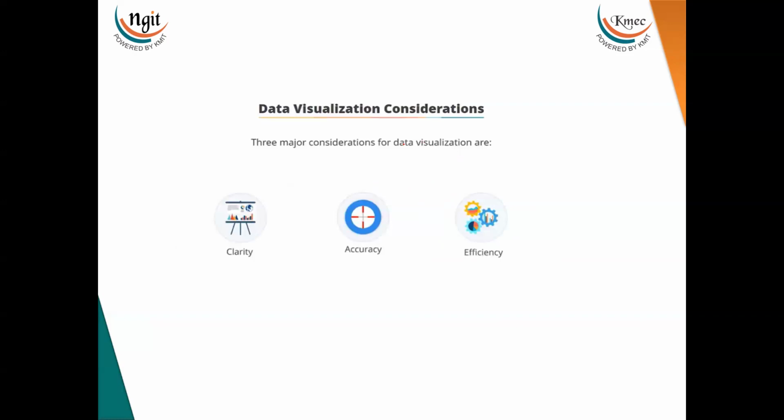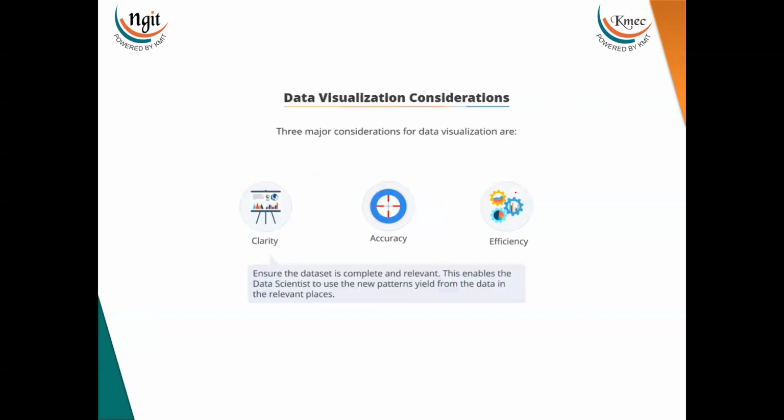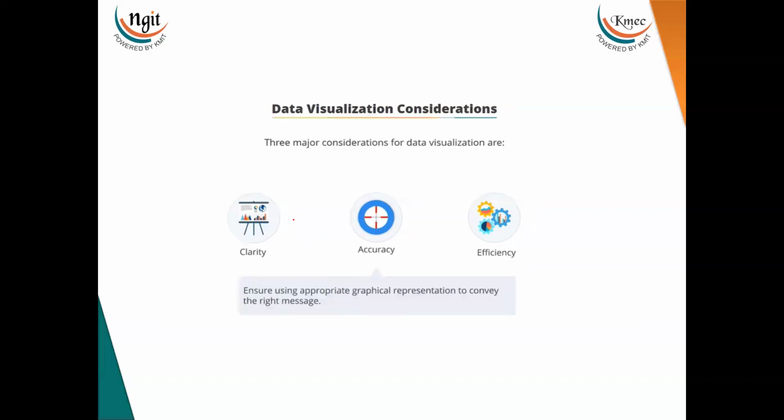There are three major considerations for data visualization. Those are clarity, accuracy, and efficiency. So what is this clarity? Ensure the data set is complete and relevant. This enables the data scientist to use the new patterns yielded from the data in relevant places. Yes, we have to make sure that the data is complete and relevant.